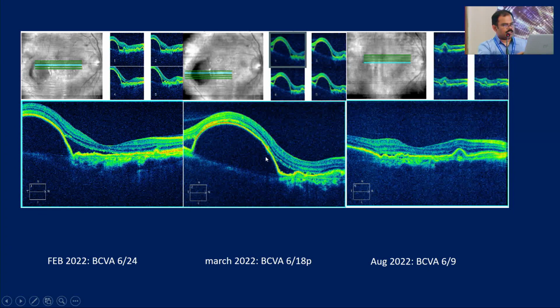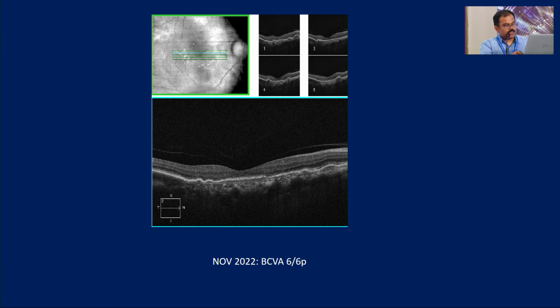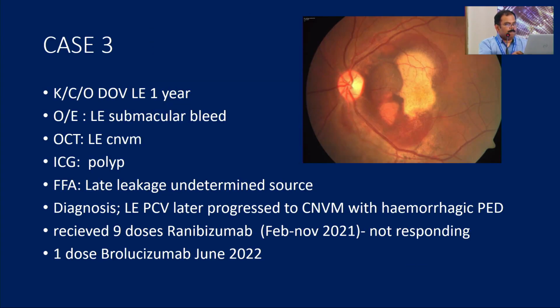You can see that after a couple of injections, the pigment epithelial detachment, which was very large, just fell down flat. Something which we had not seen in the bevacizumab era or even the ranibizumab era. With aflibercept, we had seen such a thing, but this drop in pigment epithelial detachment is more consistent here. And this is by November. The patient's vision has improved to almost 6/6 partial.